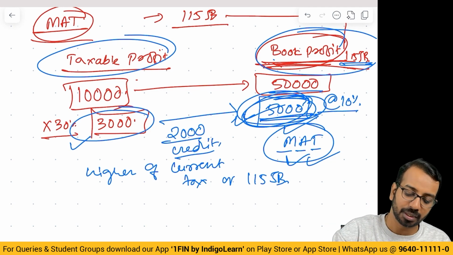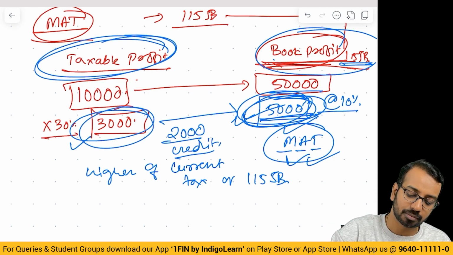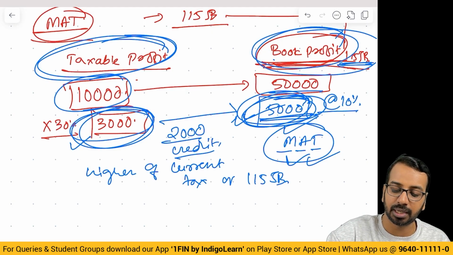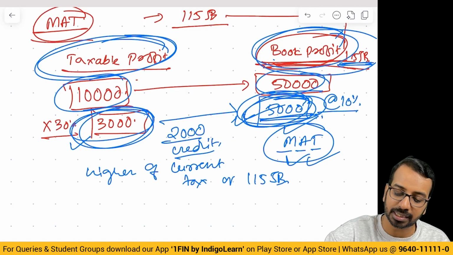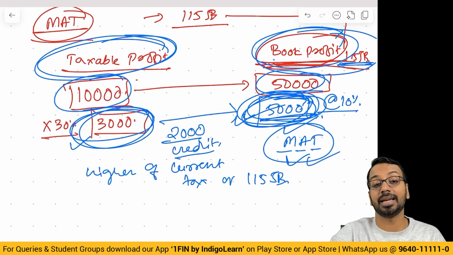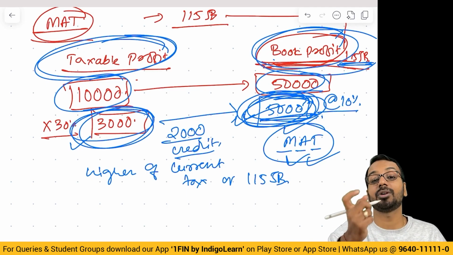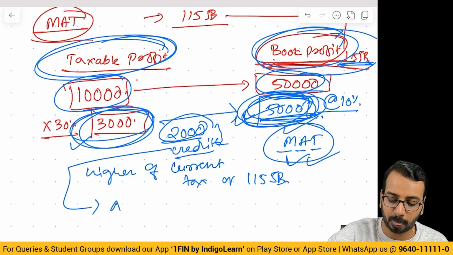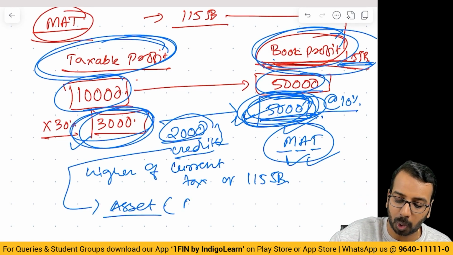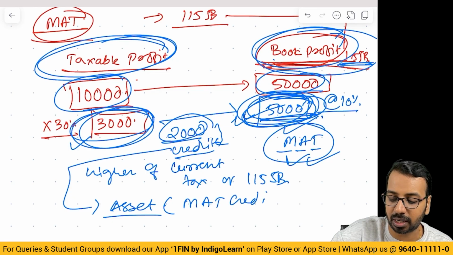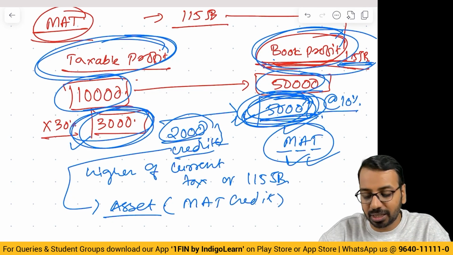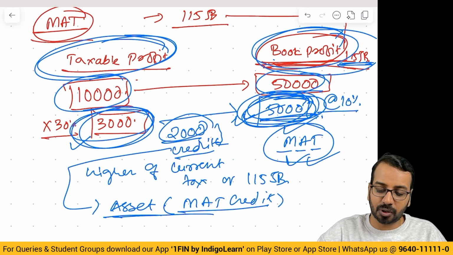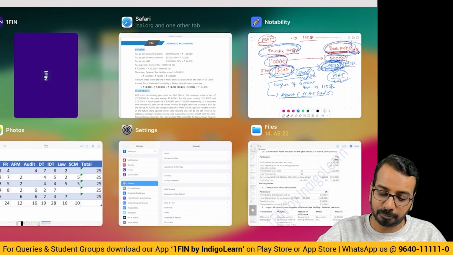I am repeating the concept. Taxable profit is 10,000. Tax on that is 3,000. Book profit under 115 JB is 50,000. Tax on that is 5,000. The government says pay the higher. The extra amount that you pay, 2,000, you can claim as credit in the future. This is called asset or MAT credit. Why is it called an asset? Because I can claim this in future and utilize it. Okay, so with this concept, let us have a look at one question.